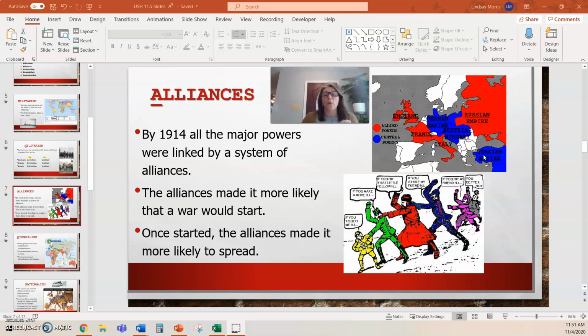And so these alliances make a war much more likely to start because let's say even though England wasn't really too interested in going to war, if France or Italy was pulled into a war with Germany or Austria-Hungary or Turkey, then England would have to come in and support them. So this also kind of leads to the setup of war.